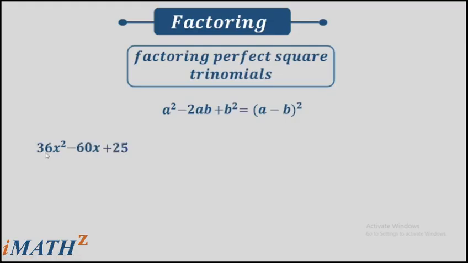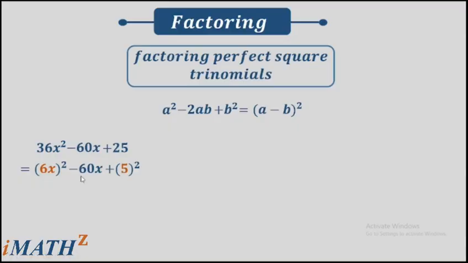Let's take a look at an example such as 36x squared minus 60x plus 25. The first term, 36x squared, is a perfect square, and so is 25. So it's encouraging that this looks like something of that form, a squared plus b squared. Now we need to make sure that the middle term is equal to minus 2ab. We can write 36x squared as 6x all squared, and we'll gloss over the 60x for now, and we can write 25 as 5 squared.